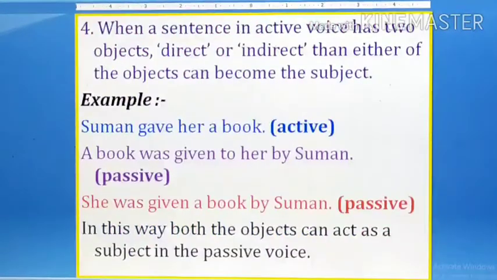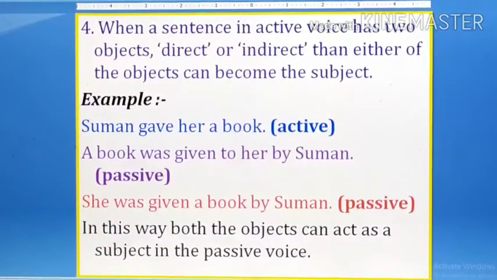Now next is when a sentence in active voice has two objects. You might have seen, or we will come across, so many examples where we get two objects. In that case, what we have to do is, both the objects can become the subject, and in two different ways we can make the sentence. So when a sentence in active voice has two objects, direct or indirect, then either of the objects can become the subject. See the example: Suman gave her a book.